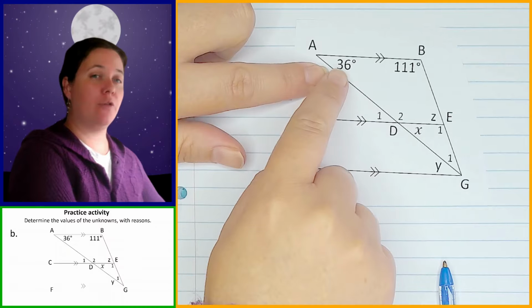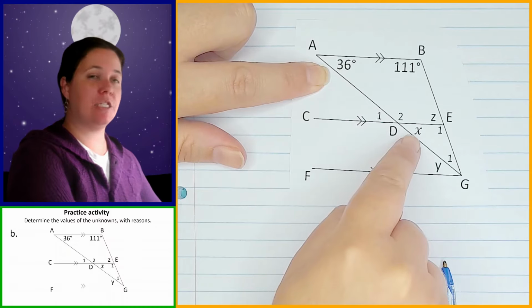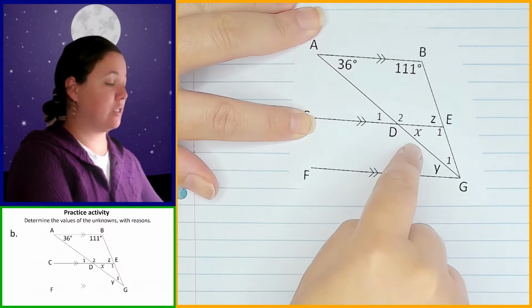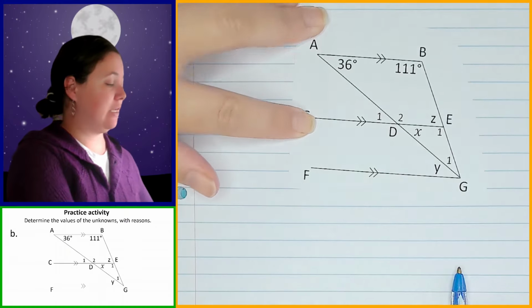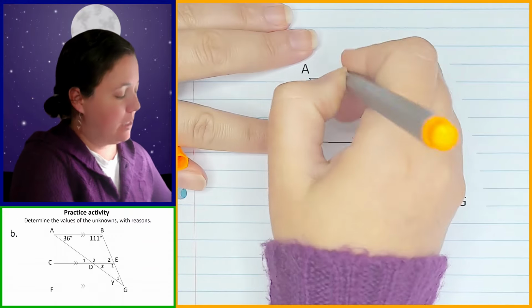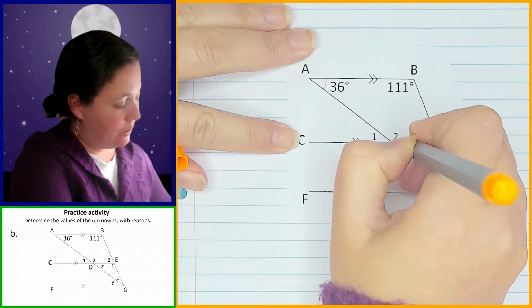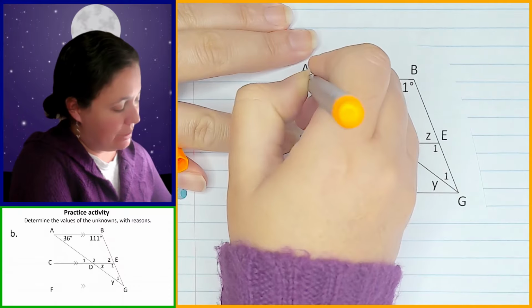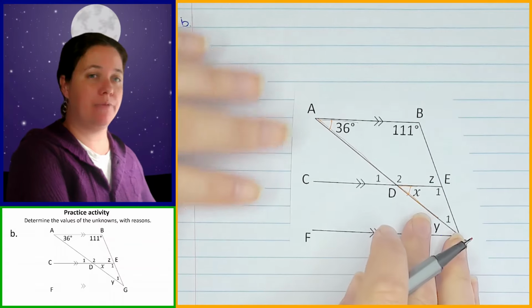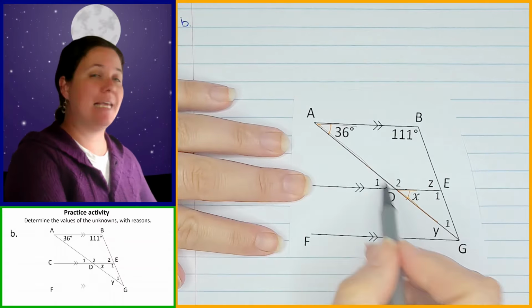But this angle over here, the 36, is related to the x because they both are by the same transversal, and I've got these parallel lines over here. So if you look at the shape that this is making, over here I've got this angle and this angle. They are kind of making this F shape. It's a bit of a skew F, but it's a bit of an F anyway. And that means that they are corresponding.